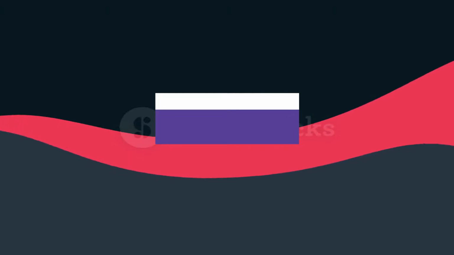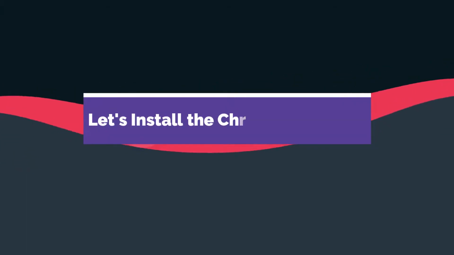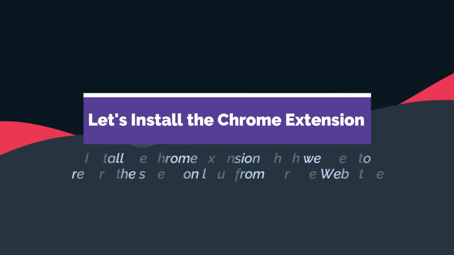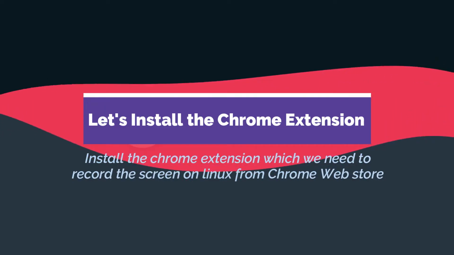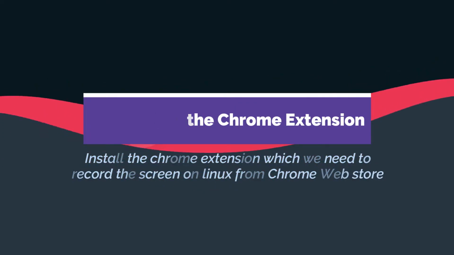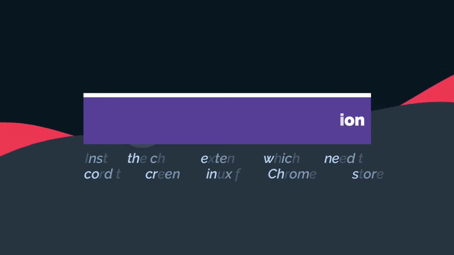Let's install the Chrome extension which we need to record the screen on Linux from the Chrome Web Store. And don't worry if you're not using Chrome, as the extension we are going to install is available for Firefox, Opera and Brave. Since Chrome is the most popular, I'm going to install it on Chrome.